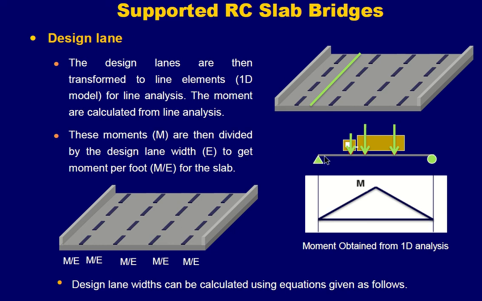But let me show you this as well. This is a simply supported bridge. The truck is moving in this direction. You see the 8 kip and the 32 kip loads are applied. So the maximum bending moment is right over here under this point. This M, you will divide by E, so you will get moment for the design lane width. This is the procedure, but we will discuss in detail, don't worry at this point.